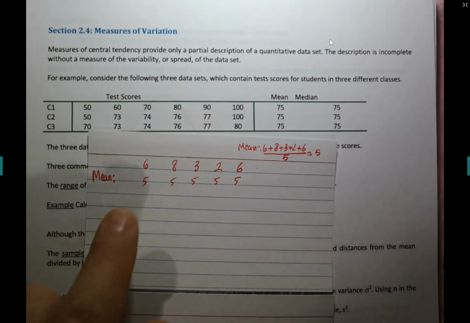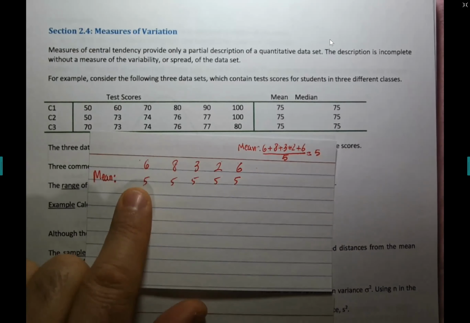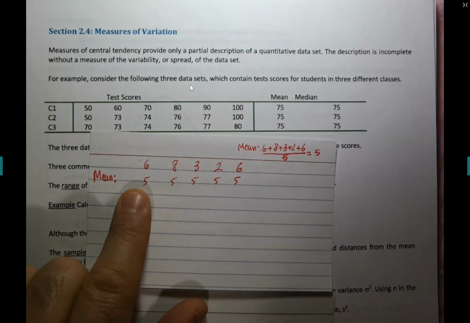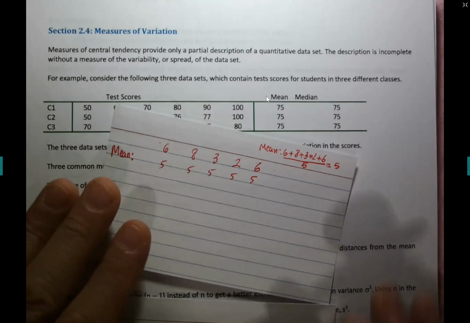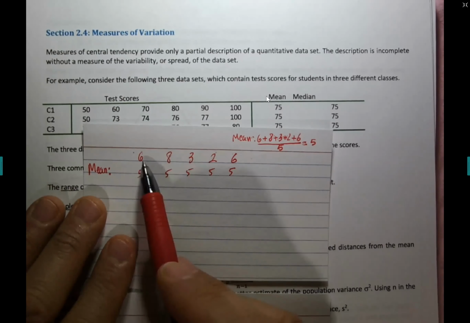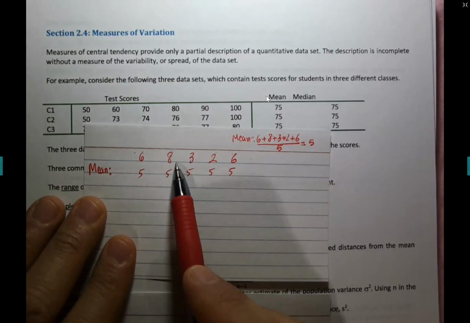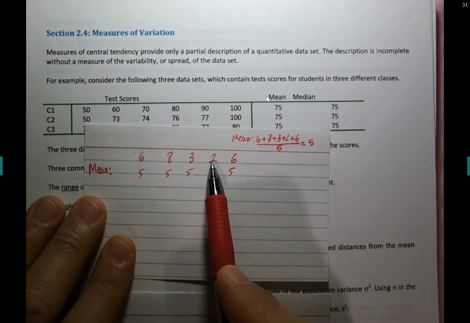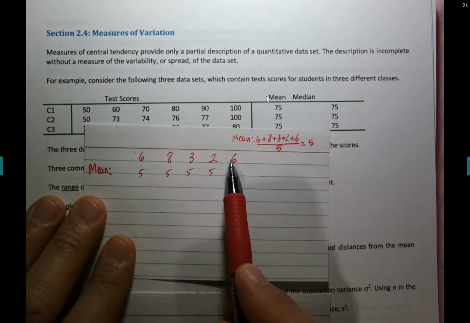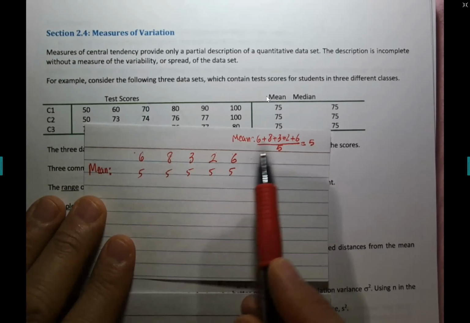Professor, I have a question. Any questions? Yeah, I have a question. Okay, go ahead. Okay, from where will we get the 5? Oh, the 5, this is where I got it. I just added up the 5 values to find the mean. 6 plus 8, 14, plus 3, 17, plus 2, 19, plus 6 is what? 25, and divide by the number of values, 5, to find the mean, which is 5.